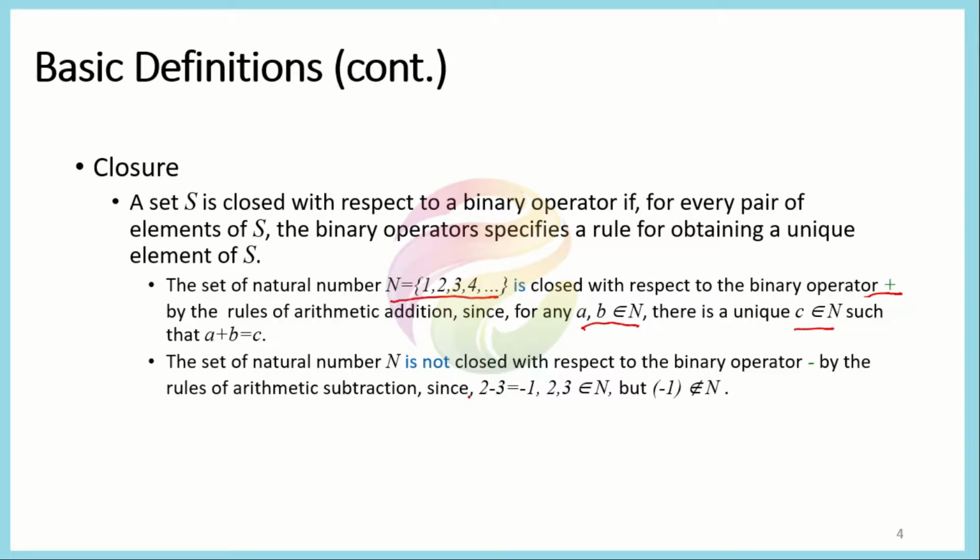Now we will see another example in which this is not true. Say, for the same set, we choose the binary operator subtraction, represented by minus. We cannot say that if we choose two values from the set of natural numbers, their subtraction will always result in a natural number, because if you choose 2 minus 3, you will get a result of -1. -1 is not a part of the natural numbers. So this set is considered not closed with respect to the binary operator minus. In this way we define the closure property.